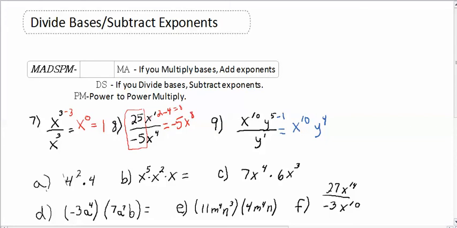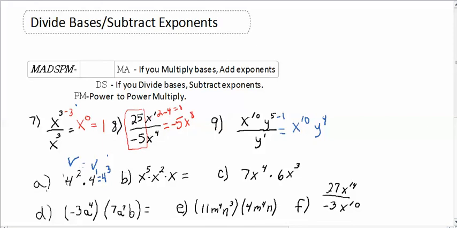The next few problems are just a little bit of review. It's the MAD SPAM. Now we're multiplying bases. Our base is 4. We have a 4 here, and we have a 4 here, and there's an invisible 1 here for an exponent. So we're multiplying bases. We're going to keep our base, and we're going to add exponents. 2 plus 1 is 3. And we're just going to leave it like that. We don't need to multiply it through. If you want to, you can.